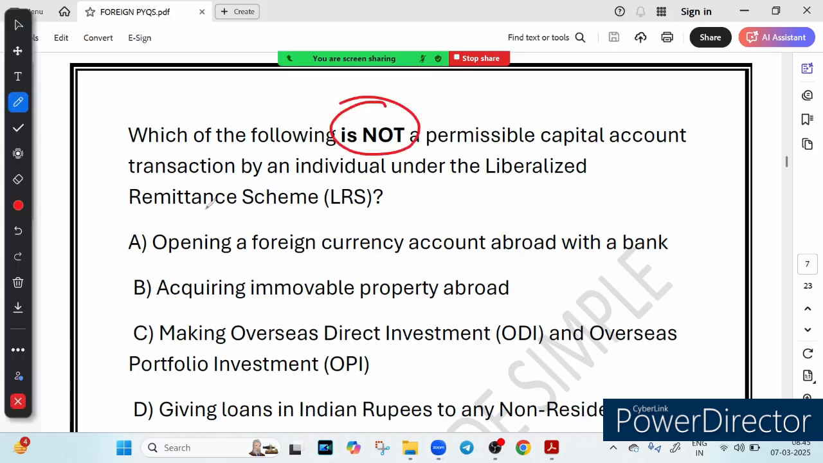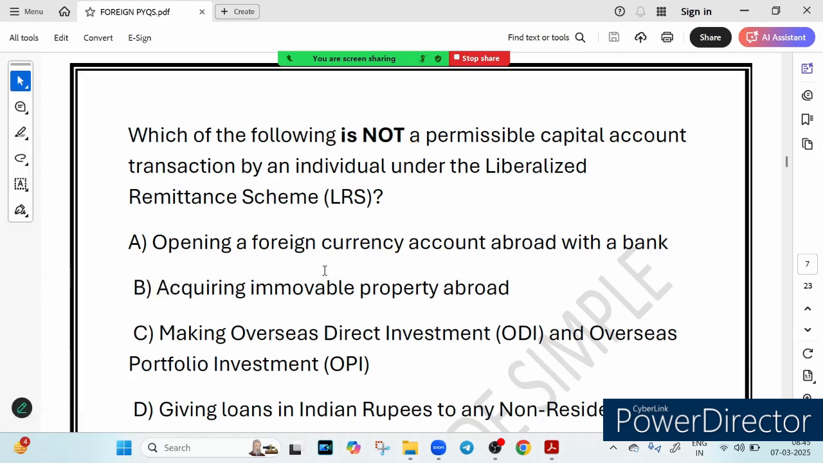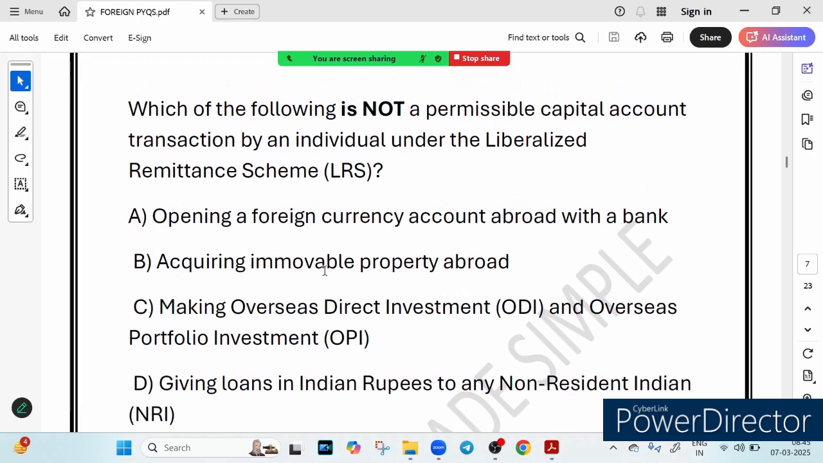So let's see the options. Option A: opening a foreign currency account abroad with a bank. B: acquiring immovable property abroad. C: making ODI, that is overseas direct investment, and OPI, that is overseas portfolio investment. And option D suggests giving a loan in Indian rupees to any non-resident Indian, that is NRI. So these are the 4 options. Take a moment to think about it. Got your answer? Let's break it down.